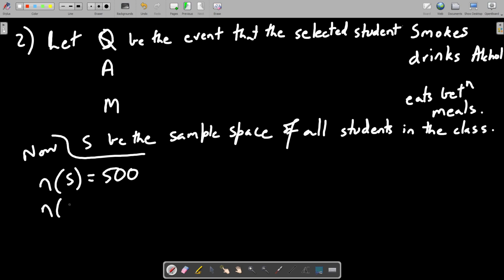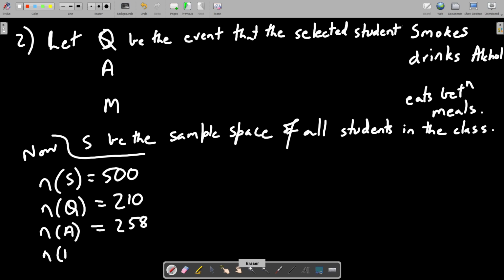So number of people in Q. How many smokers are there? 210. How many alcoholic people are there? 258. How many eating between meals are there? 216, right?